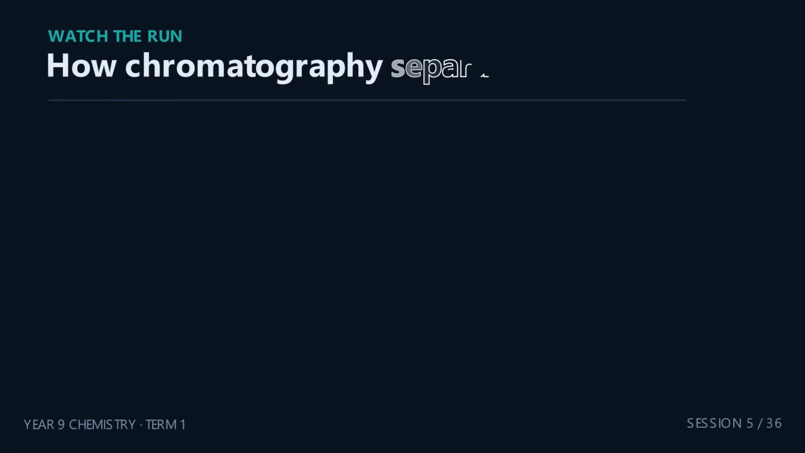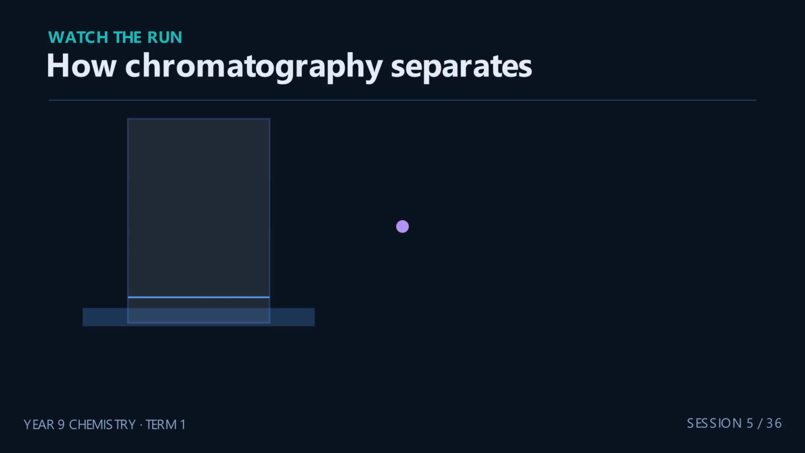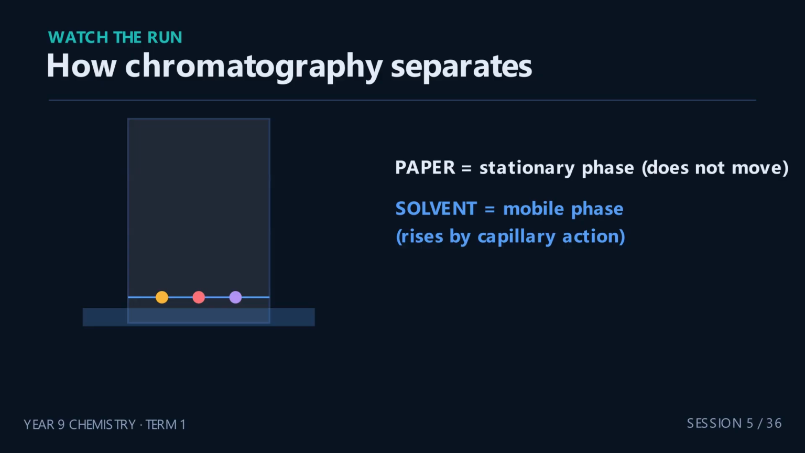Here is how it works. The paper is the stationary phase. It does not move. The solvent is the mobile phase. It rises up the paper by capillary action. Watch the run. As the solvent front climbs, it carries the dyes with it and they separate because each dye has a different balance of attractions.